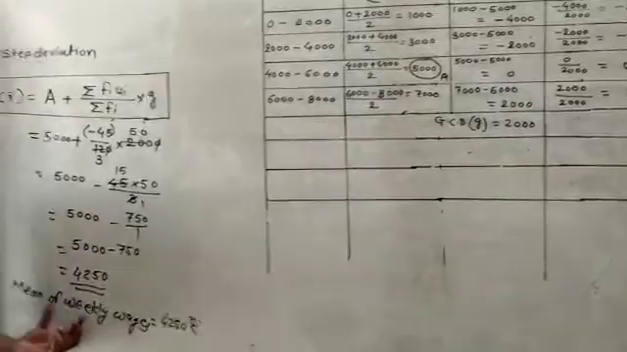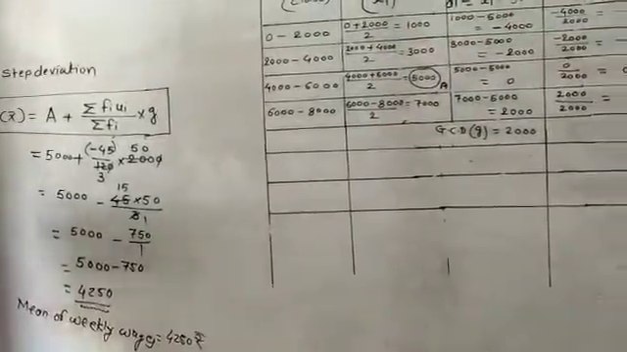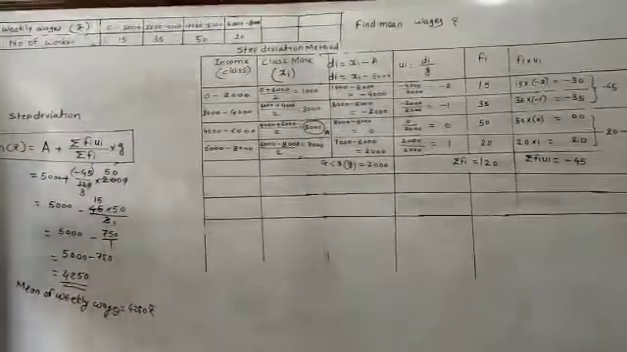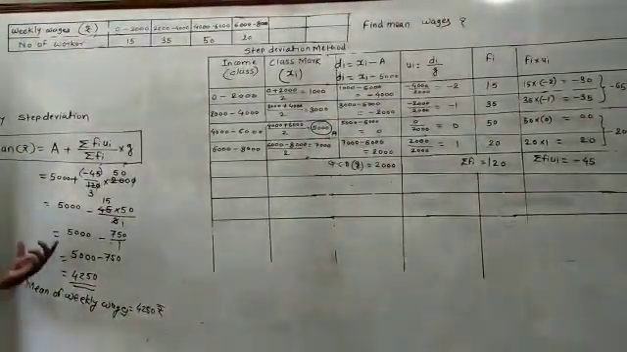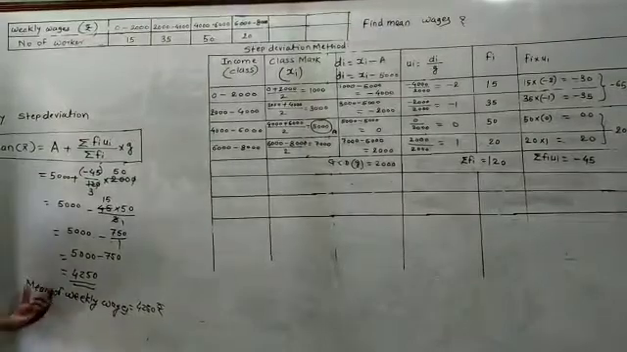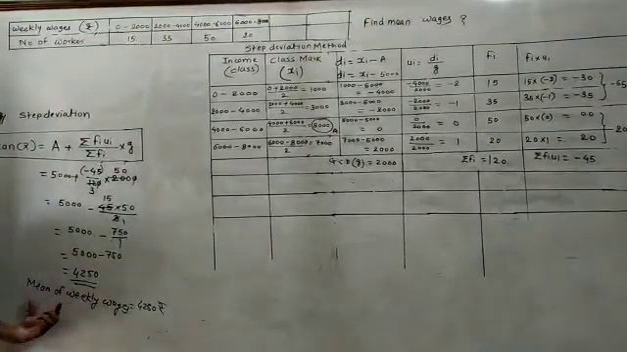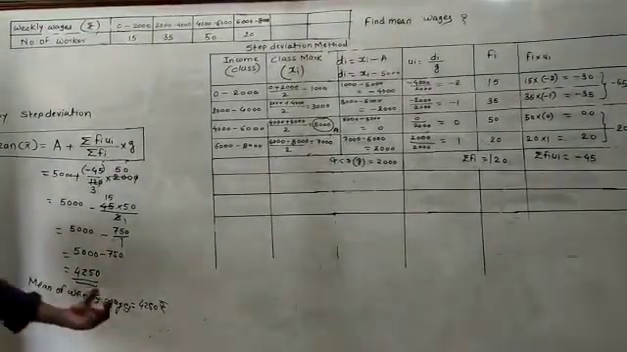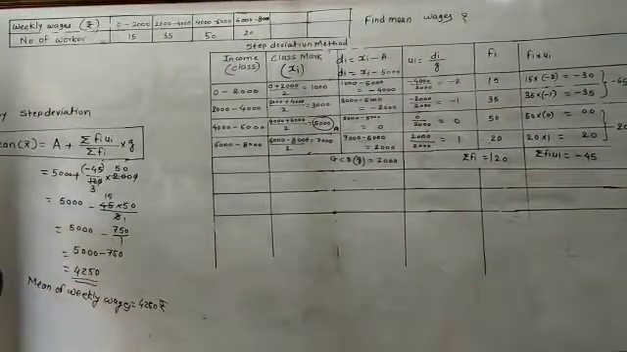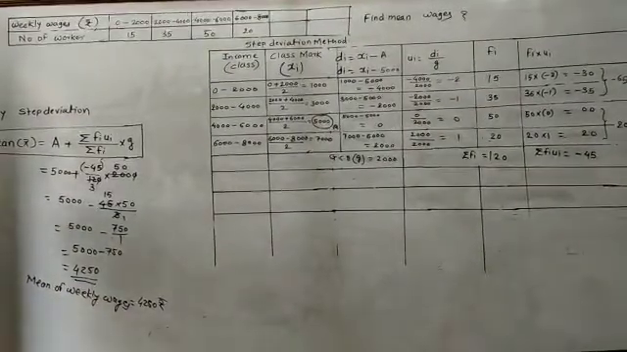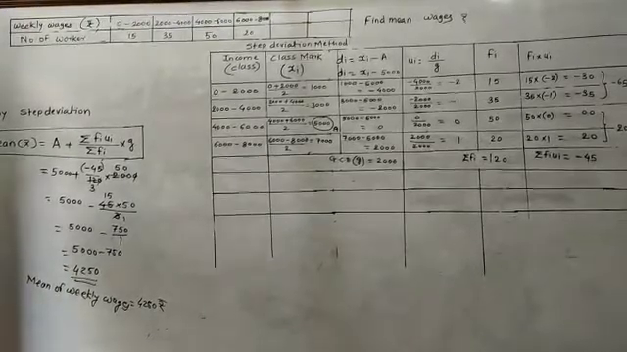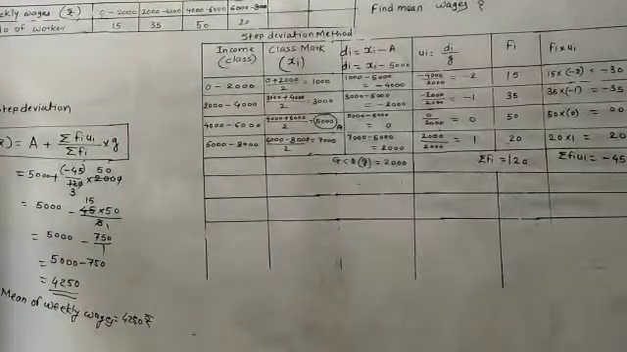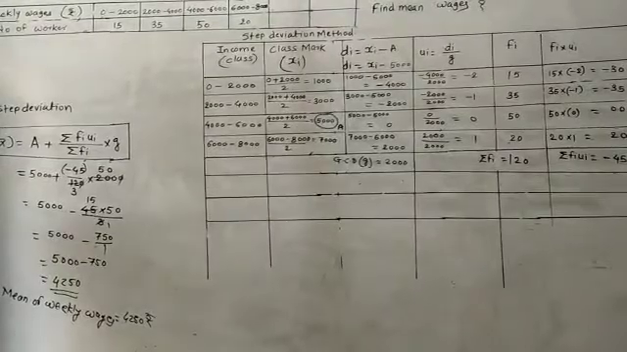Therefore, the mean weekly wages is 4250. In this way, by the step deviation method, I calculated the mean weekly wages of the workers as 4,250 rupees. In this way, you have to find the mean wages of the workers by the step deviation method. I think you understand all these things. Write these things in the classwork notebook. Thank you.